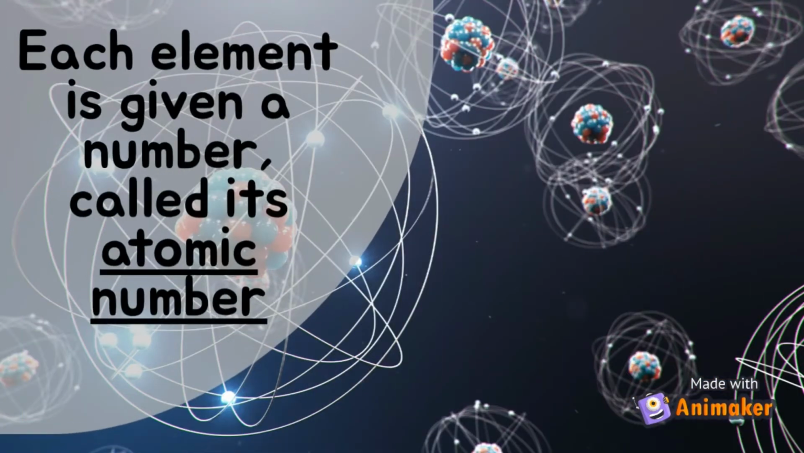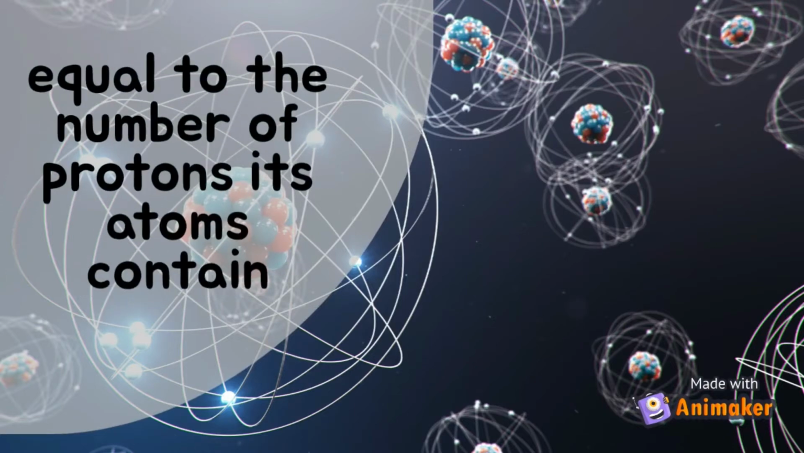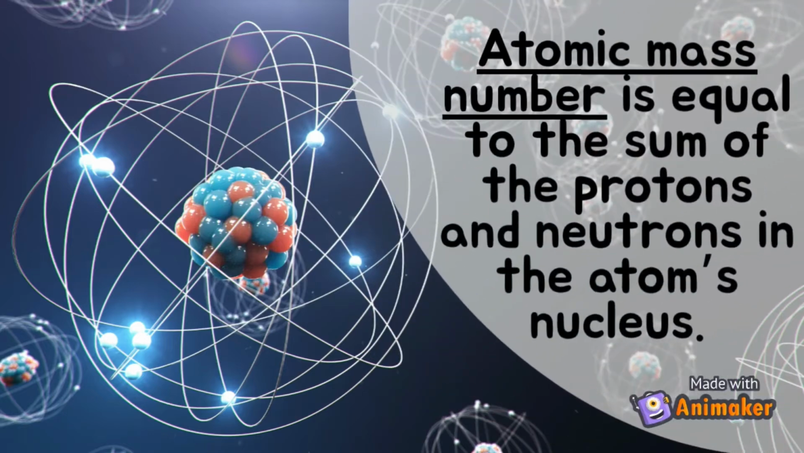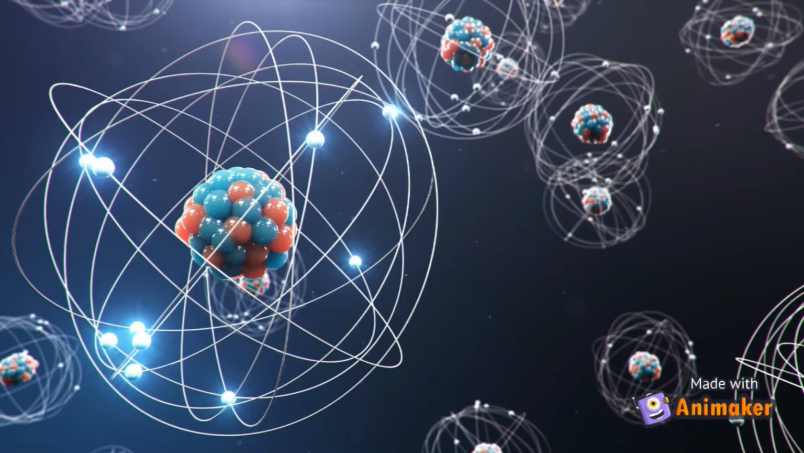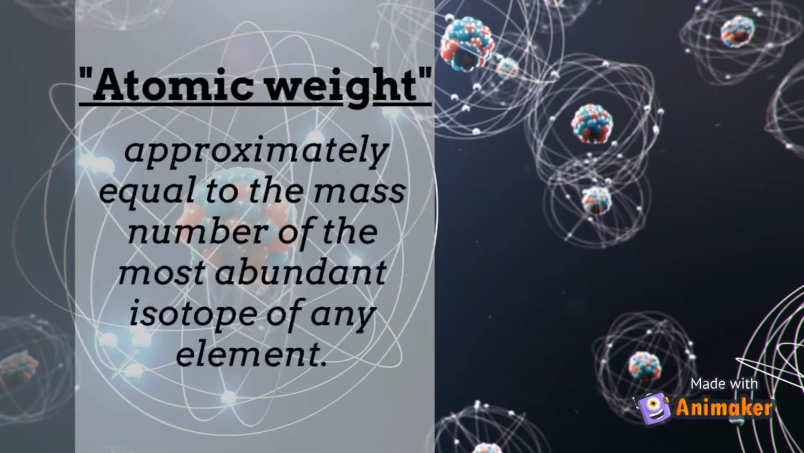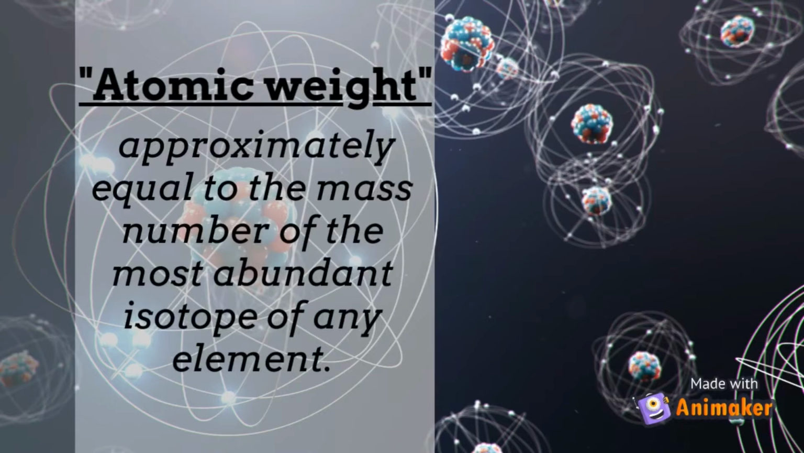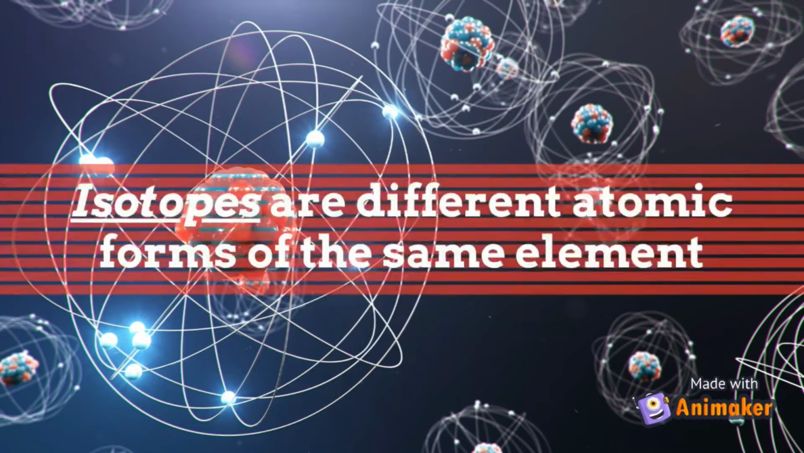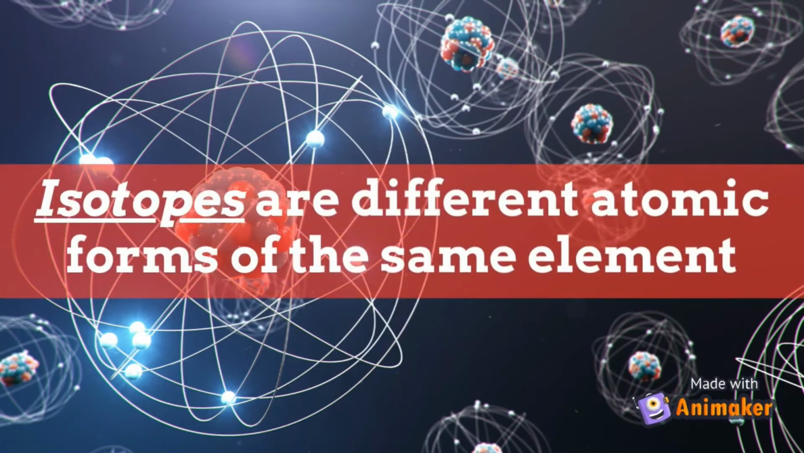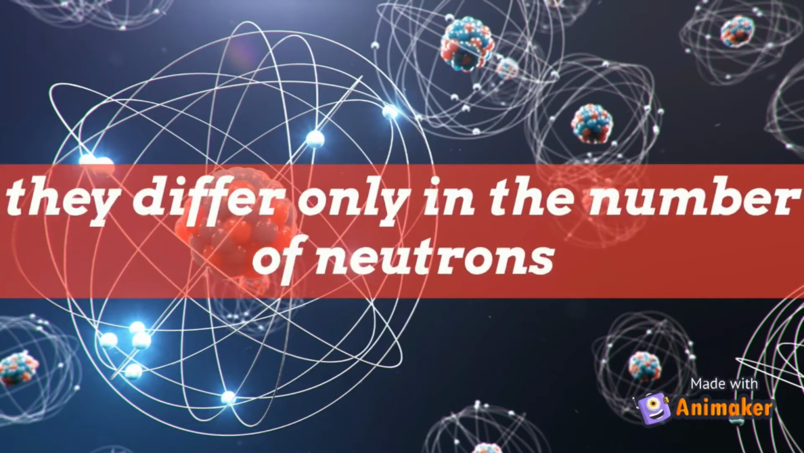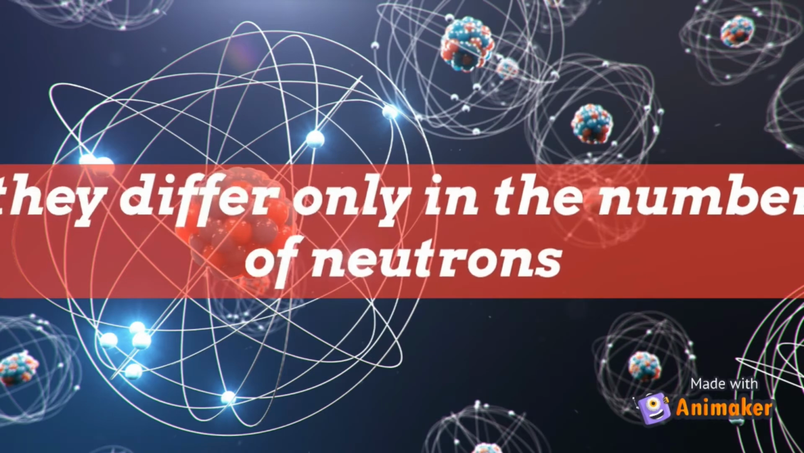Each element is given a number called its atomic number, that is equal to the number of protons its atoms contain, while the atomic mass number is equal to the sum of the protons and neutrons in the atom's nucleus. The atomic weight is approximately equal to the mass number of the most abundant isotope of any element. Isotopes are different atomic forms of the same element. They differ only in the number of neutrons.